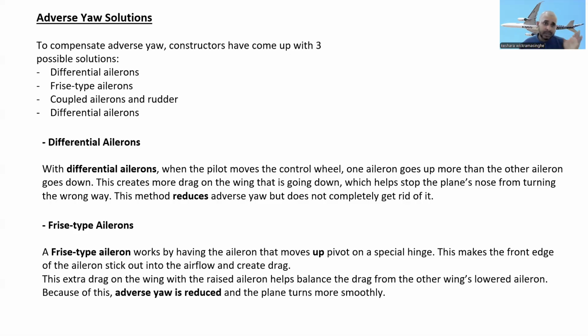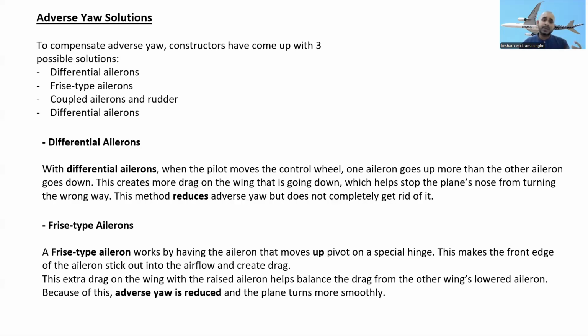Let's see differential ailerons. With differential ailerons, when the pilot moves the control wheel, one aileron goes up more than the other aileron goes down. It means the angle of the aileron going down is less than the angle of the aileron going up. This creates more drag on the wing that is going down, which helps stop the plane's nose from turning the wrong way. This method reduces adverse yaw but does not completely get rid of it.